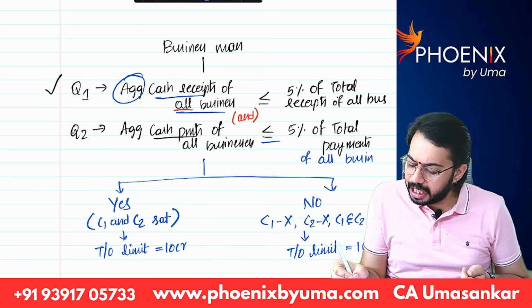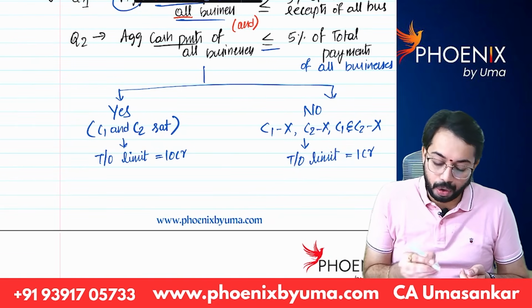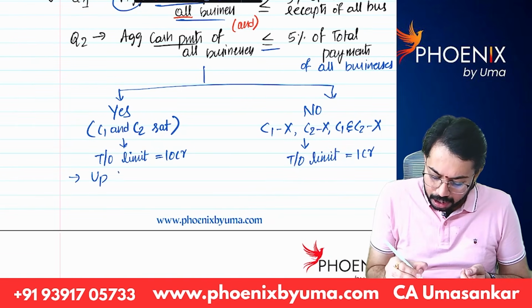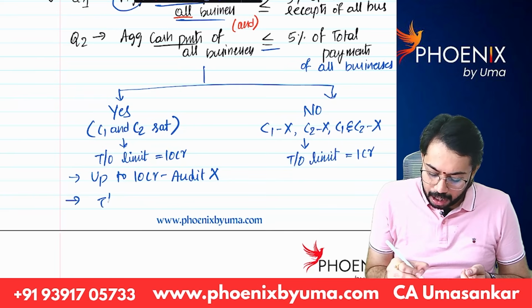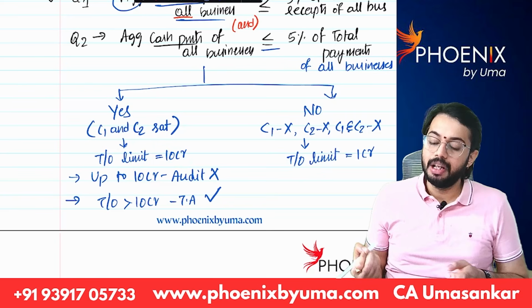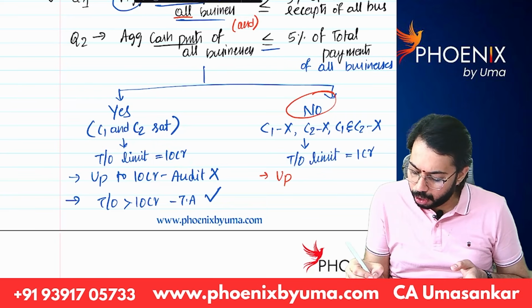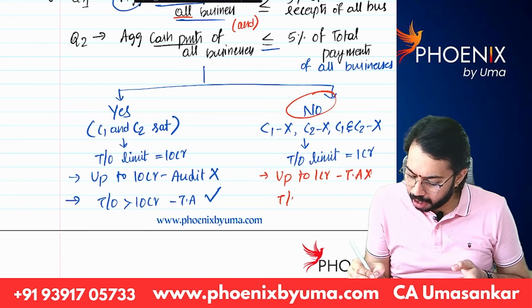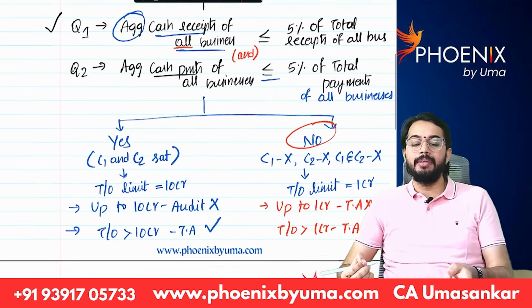if both these conditions are satisfied, then the threshold limit is 10 crore and up to 10 crore tax audit is not applicable. If turnover is more than 10 crore, then tax audit is applicable. If the answer to the question is no, then up to 1 crore turnover, tax audit is not applicable. If turnover is more than 1 crore, then tax audit is applicable. Are you able to understand?